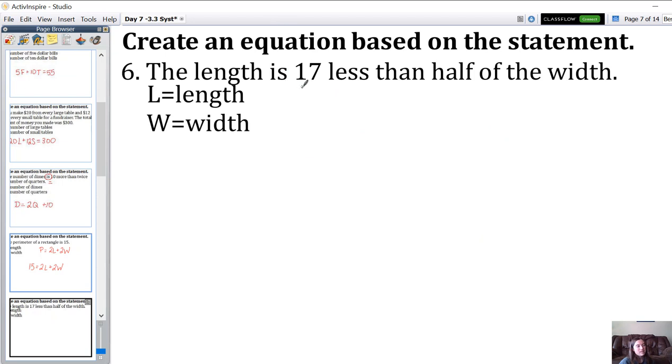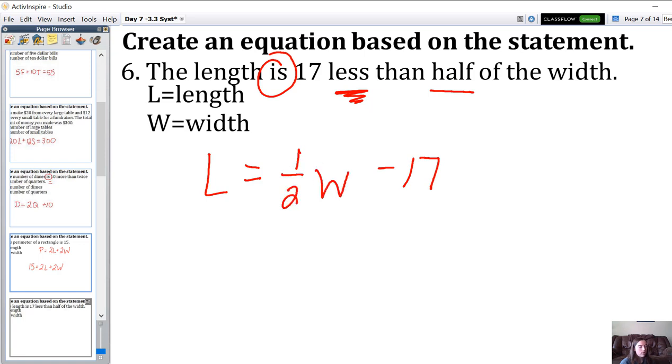Lastly, the length is 17 less than half of the width. There's that word "is" again. So the length is what we're starting with. Is equals 17 less, so now we're subtracting 17, then half of the width. So I need half of the width. Again, this can be read as the length is 17 less than half of the width.